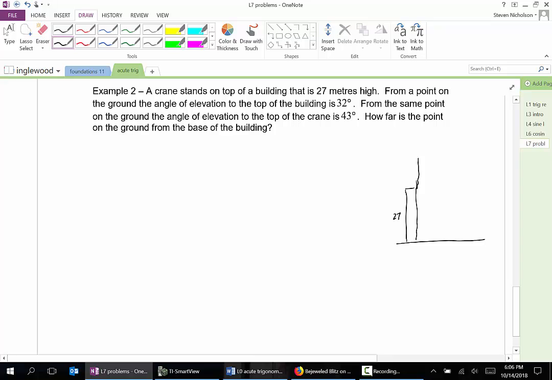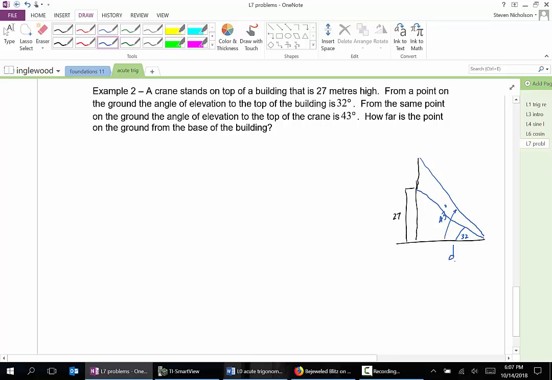And it says, from a point on the ground, the angle of elevation to the top of the building is 32 degrees. Remember, angle of elevation is always to the horizontal. So if you're on the ground and you looked up to the top of the building, that's what it would be. And if you looked up to the top of the crane, well, your head would be arching higher, and this angle right here would be 43 degrees. So that's what our picture looks like. Now what the question is asking is, how far is this point away from the building?